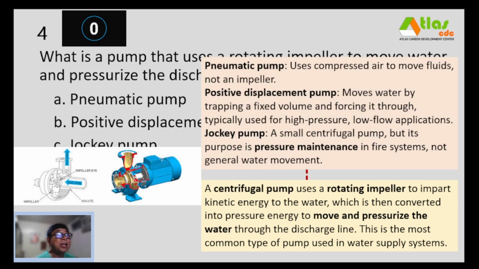Now, pneumatic pump uses compressed air to move fluids, but not an impeller. So, yun ang pagkakaiba ng pneumatic versus centrifugal. No? Walang impeller ang pneumatic pump. Positive displacement pump moves water by trapping a fixed volume and forcing it through, typically used for high pressure, low flow applications. And jockey pump is a small centrifugal pump, but its purpose is pressure maintenance in fire systems, not general water movement.